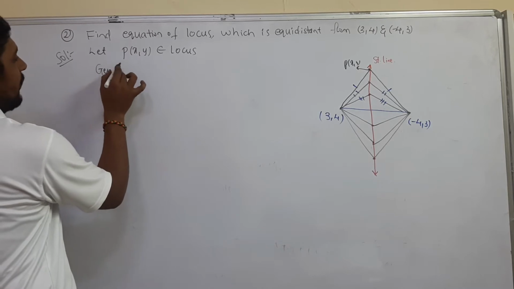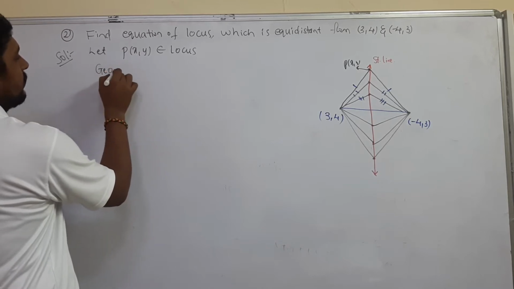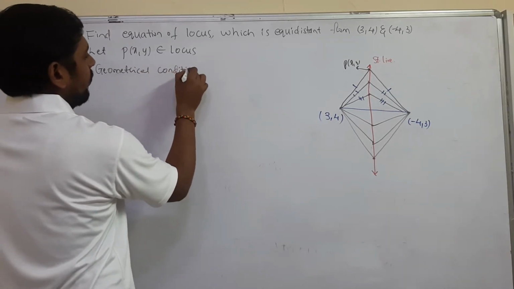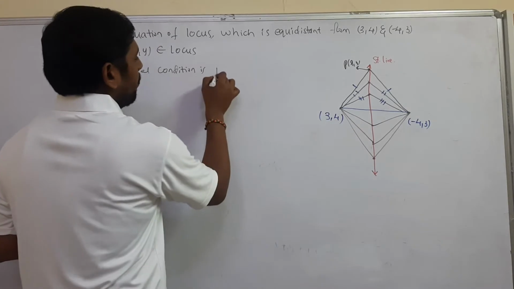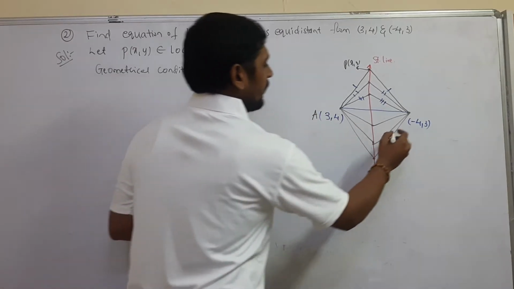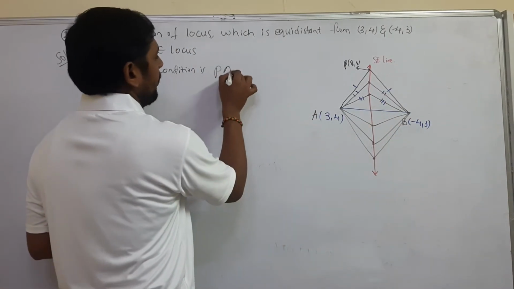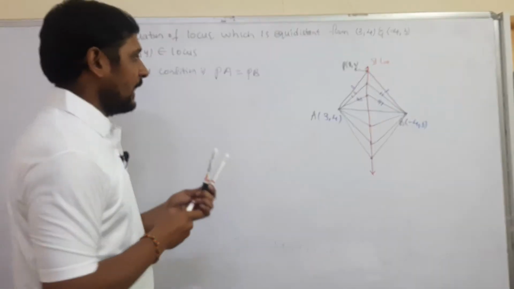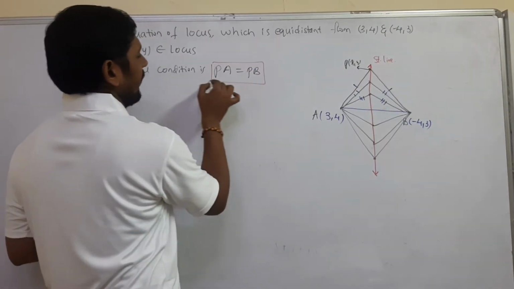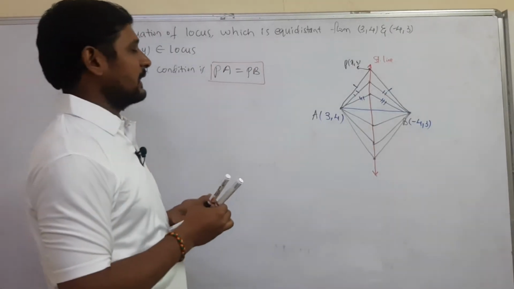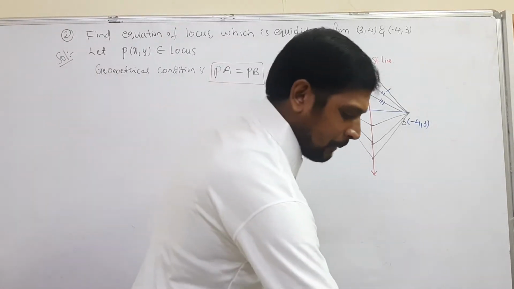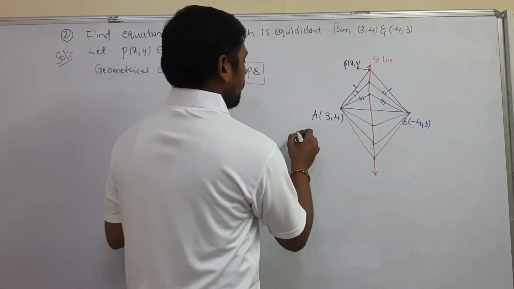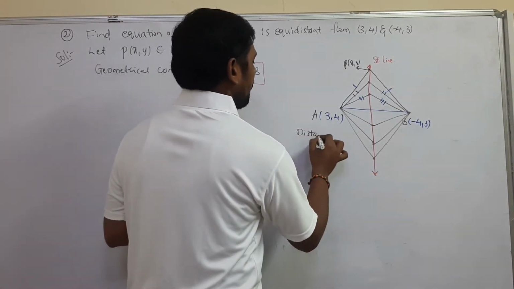So the geometrical condition is: name the points as A and B. PA is equal to PB. Here the geometrical condition is given: PA is equal to PB. What are PA and PB? PA is nothing but a distance, PB is nothing but a distance. Take the distance formula as we have discussed in the previous problem.